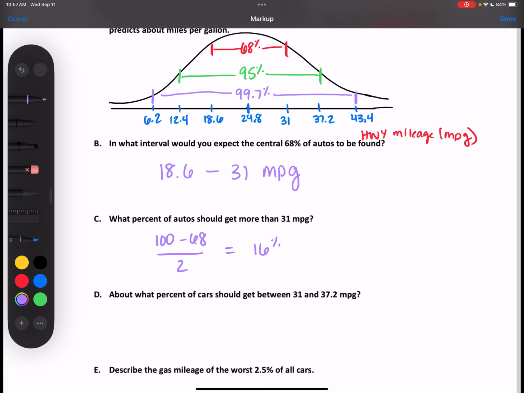So I was right. Is it 8%? No. Because it's 95% minus the 68%. So 95, because I'm looking at 37.2 being my upper, 68 being the lower, divided by 2, and that is approximately 13.5%. It's not exact, it's a rounded number.